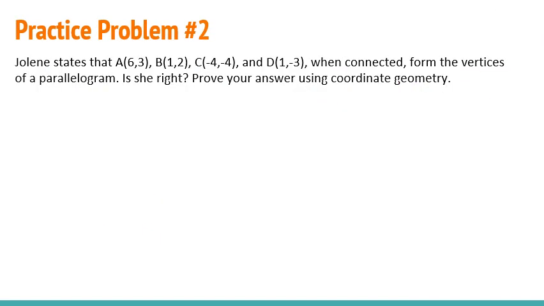All right, now let's look at a situation where we are going to do all the math ourselves. So we're going to test whether Jolene is right here. Jolene is saying that this ABCD shape, when connected, form the vertices of a parallelogram. Vertices just means these are the 4 points of a parallelogram. So we got to figure out if she's right, and we got to prove our answer using coordinate geometry.